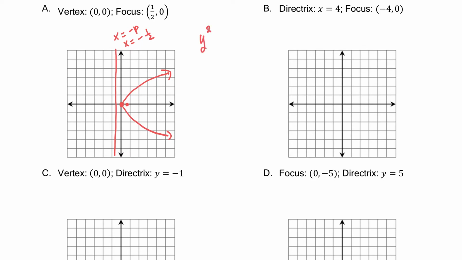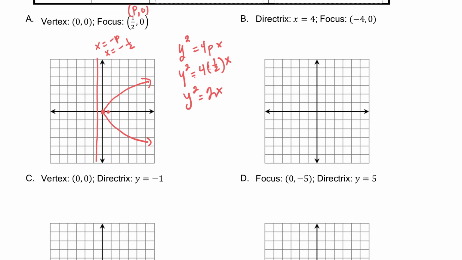y squared equals 4px. So we're going to have y squared equals 4p. In this case, this is actually p comma 0. That's our focus, p comma 0. So it's y squared equals 4 times 1/2 times x. So we have y squared equals 2x. And that's our conic equation. y squared equals 2x. So we have b. We're going to go ahead and sketch.